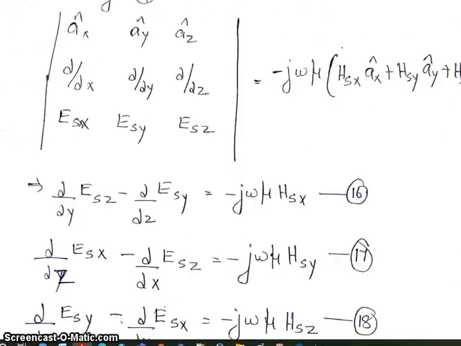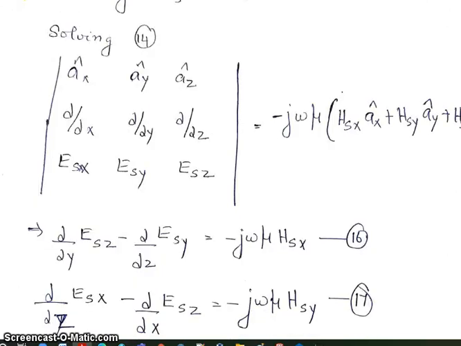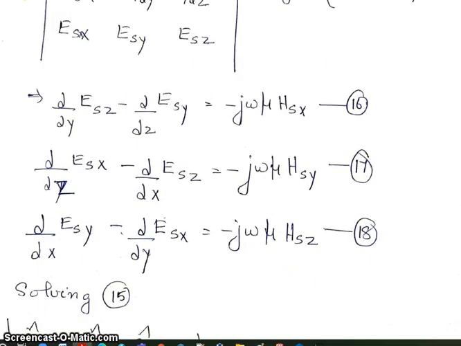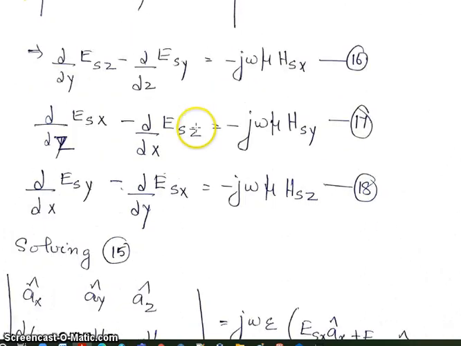Now what we are doing is we are taking the determinant and we will equate it with respect to the Ax coefficient, Ay coefficient and Az coefficient. Hence we will finally get dou by dou y of Ez minus dou by dou z of Esy is equal to minus j omega mu Hsx. This we will get when we equate the coefficient of Ax on both sides. Similarly, equation 17 we will get by equating the coefficient of Ay on both sides, and equation 18 that of Az.